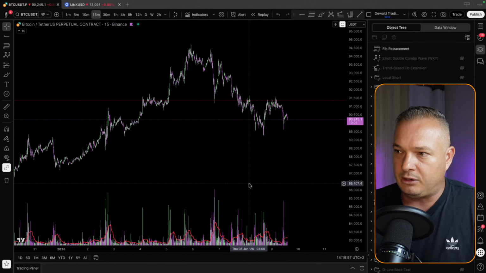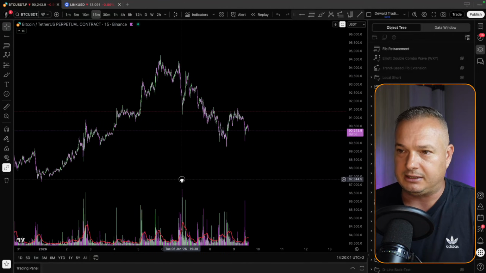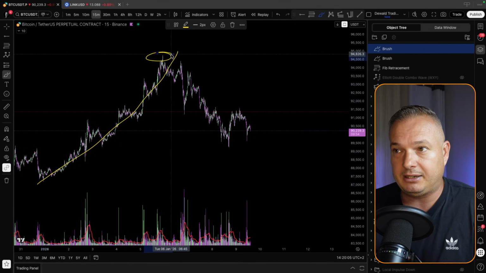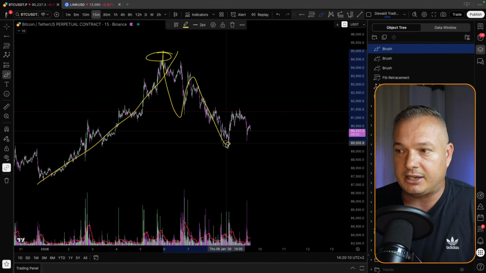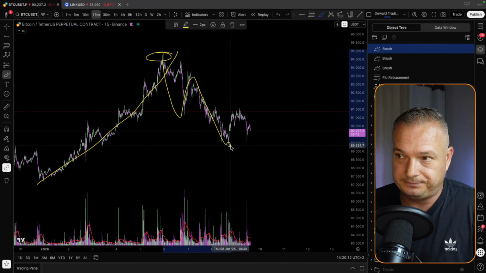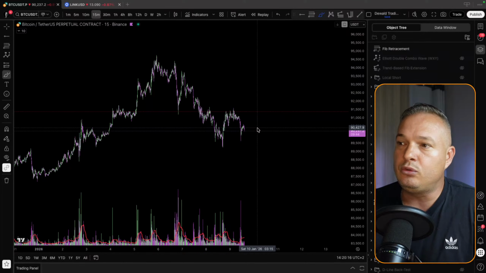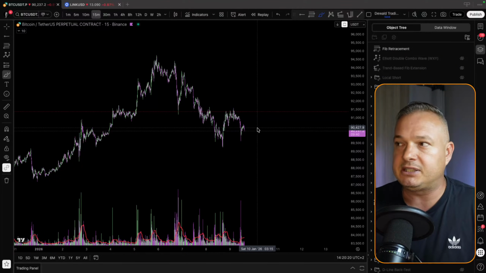For now, we got the bounce at the 1-to-1 extension that I've just highlighted. If this is an impulsive structure to the upside, you could have a completed corrective structure at this point. Could. Because we all know that corrective structures can morph into larger corrective structures. But let's just keep it simple for now.